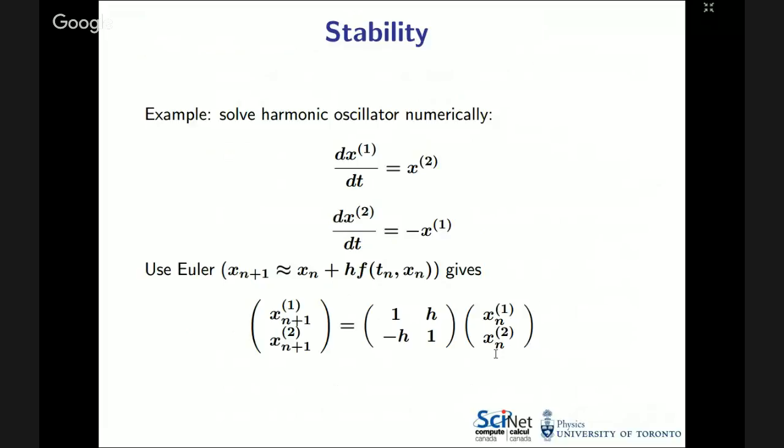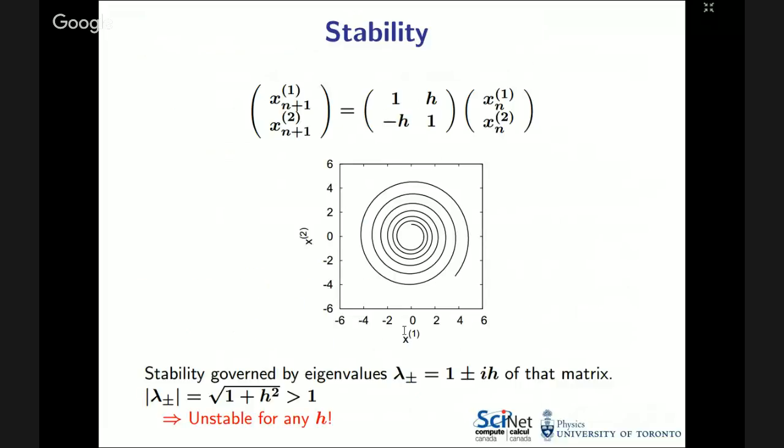So x1 could be the position, x2 could be the velocity or momentum, and basically this is the matrix that I have. So each time I apply this matrix. So whether or not this is stable really depends on the eigenvalues of this matrix, right? So here's what happens when I do this. So here's the matrix again, and I've started in the middle here, and I just applied this matrix again and again and plotted the result. I get this spiraling out.